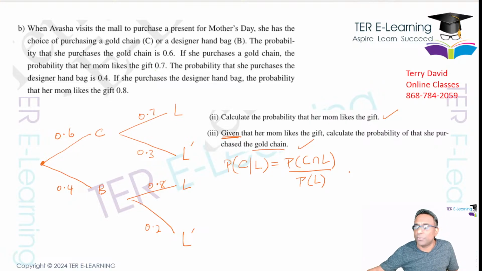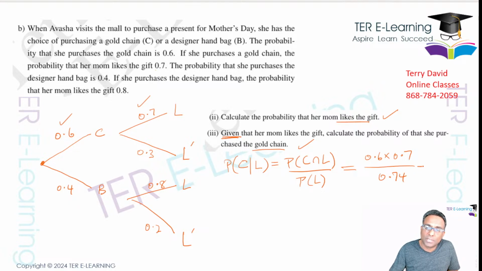So let me make sure I'm not blocking you all here. Hold on. Right. So if she purchases a chain and she likes it, that is going to be 0.6 multiplied by 0.7, divided by the probability that she likes it. There are 2 scenarios where she likes it. This is what we just worked out, the probability that she likes it. We got 0.74. So therefore, it is going to be 0.6 multiplied by 0.7 divided by 0.74.